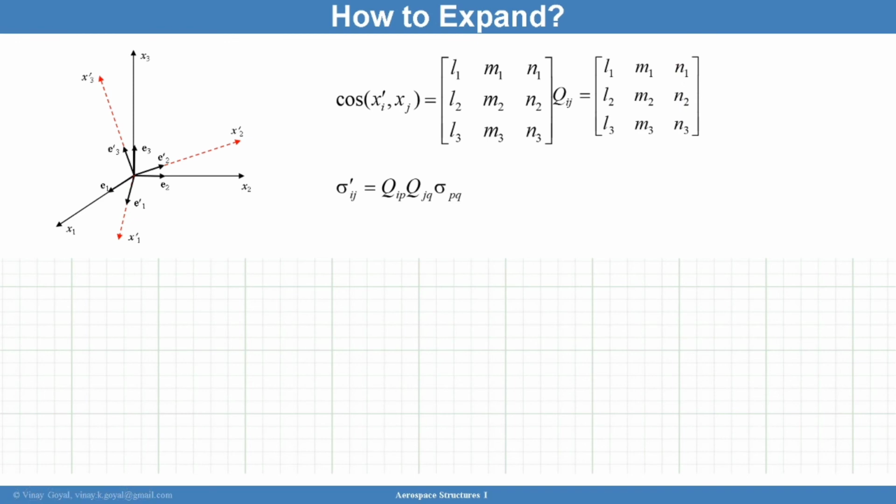Let me show you how to expand on that. I have sigma ij prime, and anytime you see that, what we're really saying is that with ij fixed, we have summation from p 1 to 3 and q 1 to 3. And all I'm going to do now is expand on that equation.